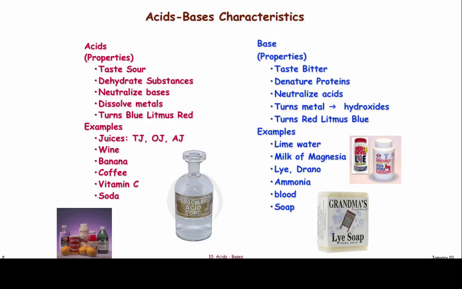Examples of base chemicals are lime water, milk of magnesia, which you generally take if you have an upset stomach because of acid buildup. Lye or Drano are chemicals that you put down your drain to eat up the food. Ammonia, blood is slightly basic, and soap is also basic.